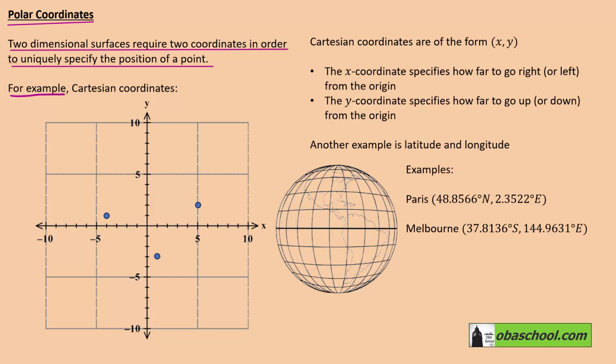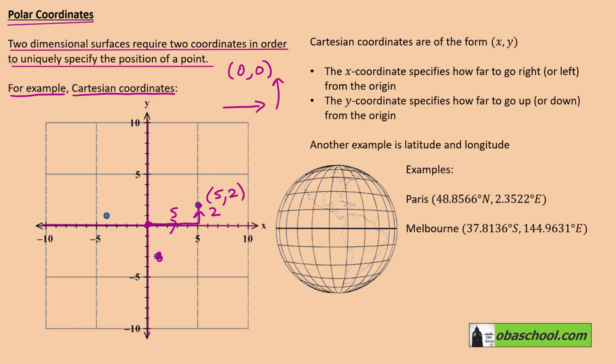For example, you should be familiar with Cartesian coordinates, where we have an x-axis and a y-axis, and then we specify the points by looking at how far from this point, called the origin, with coordinates 0, 0, we go to the right or left, and up or down. So this point just here is at 5, 2, because we go 5 to the right and 2 up.